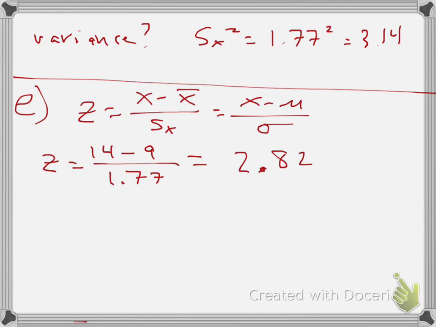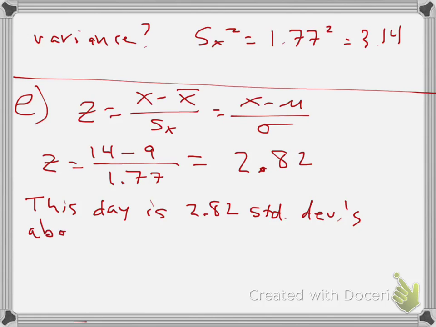So what does this mean? That on this day, we'll say this day is 2.82 standard deviations above or greater than the mean.